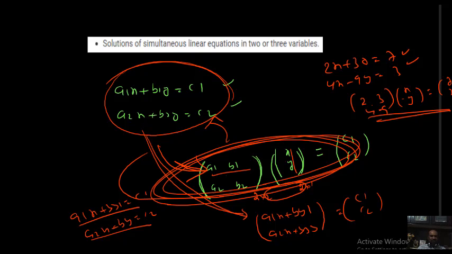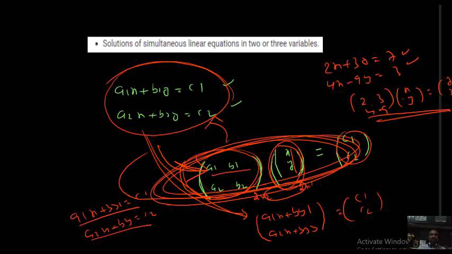Means reverse process. Okay, so now I established the relation between linear equations and matrices. This matrix is generally known as the coefficient matrix, because it is formed by the coefficients of x and y only. This is called the variable matrix and this is called the constant matrix.